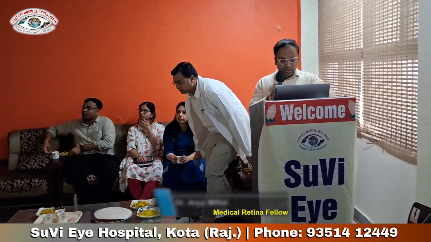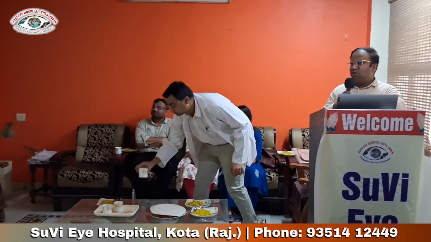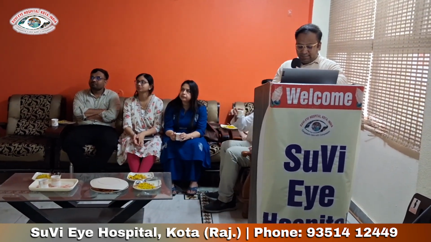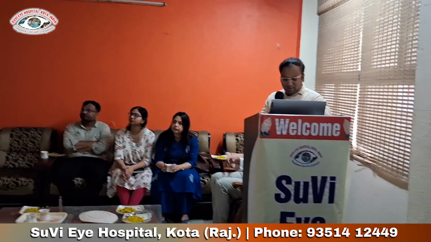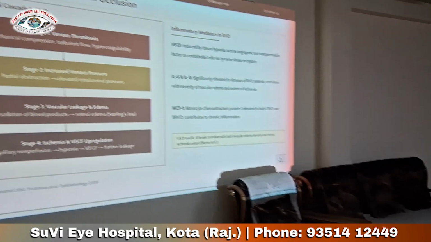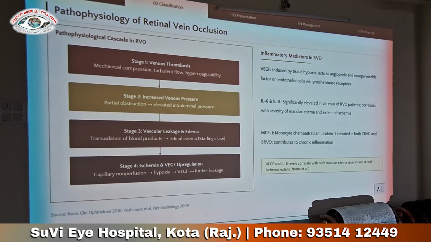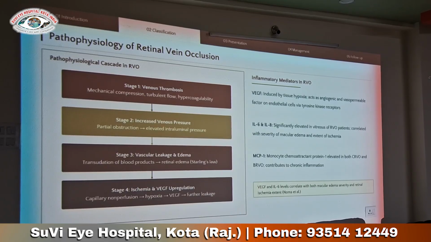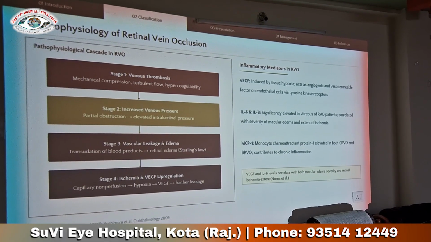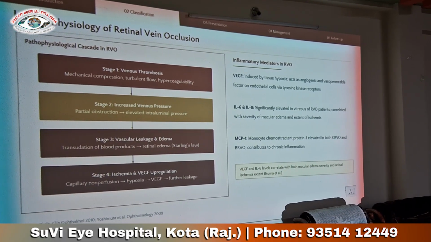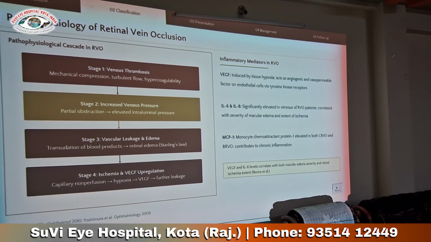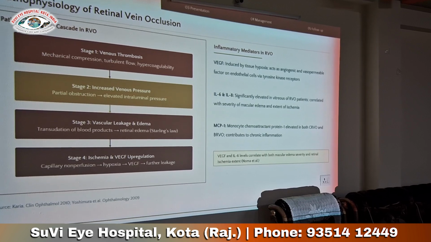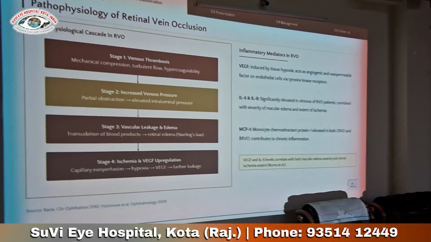Now the pathophysiology. Venous thrombosis, vessel wall changes, along with hypercoagulability. These are the three factors which are mainly responsible for retinal vein occlusion, and these three are considered to be Virchow's triad. Venous thrombosis leads to increased venous pressure, which leads to vascular leakage and macular edema, leading to ischemia and vascular endothelial growth factor upregulation.